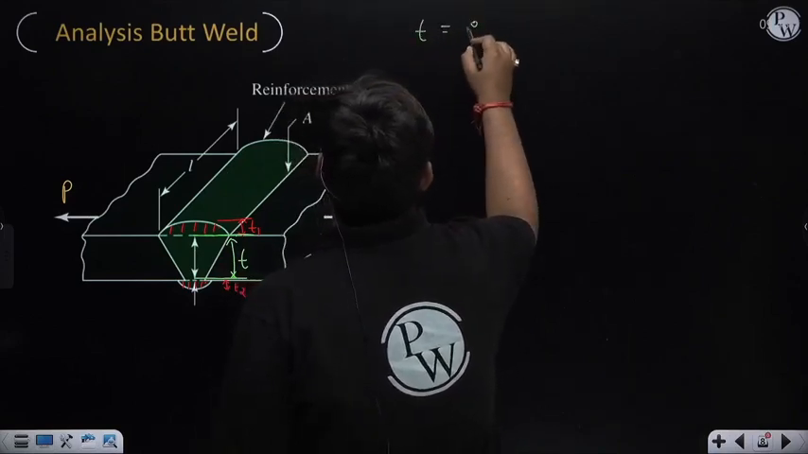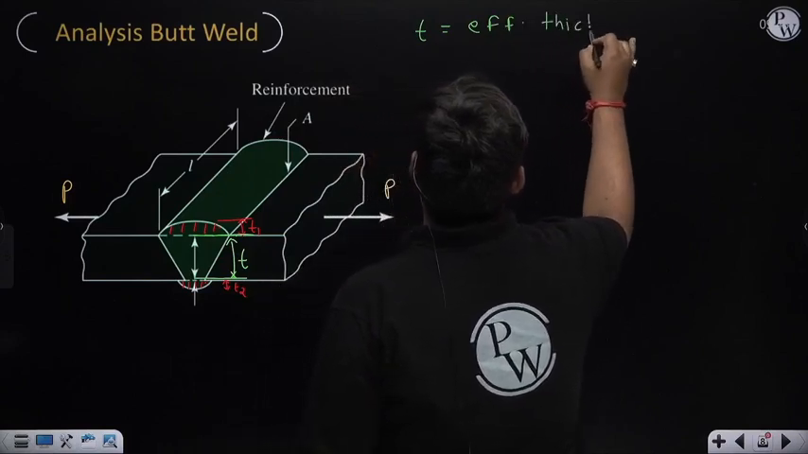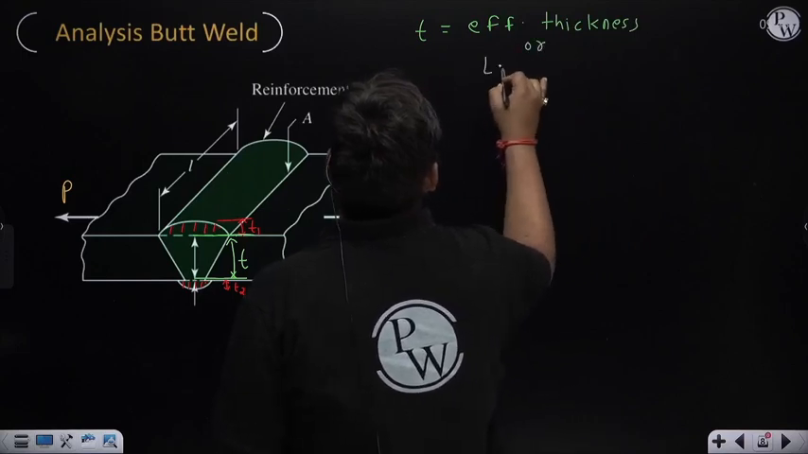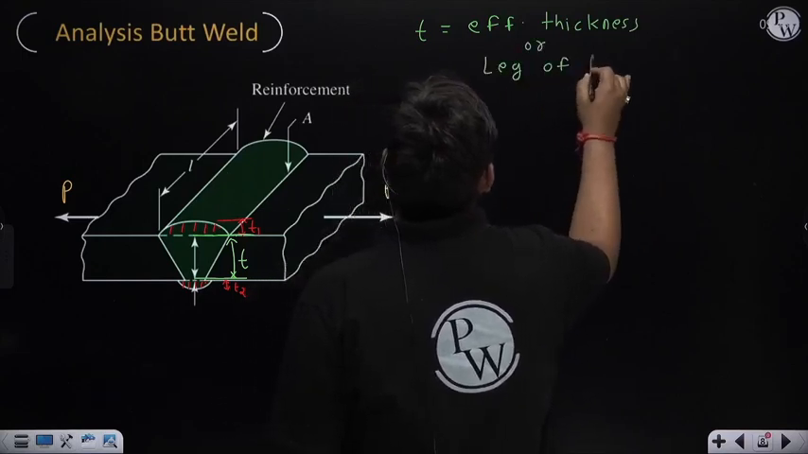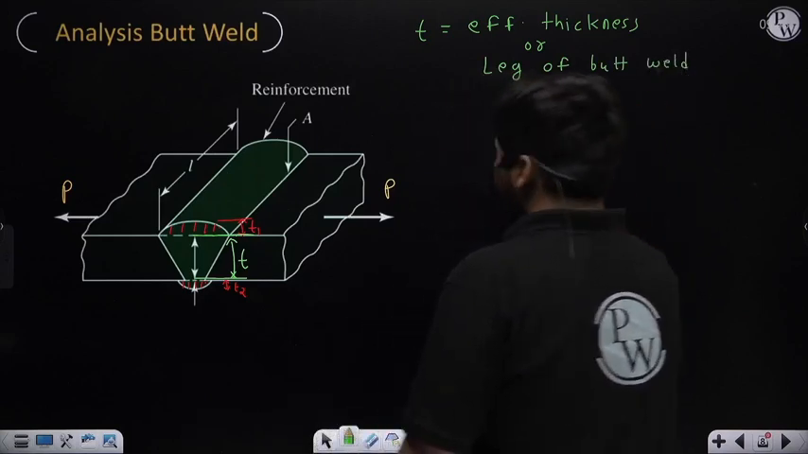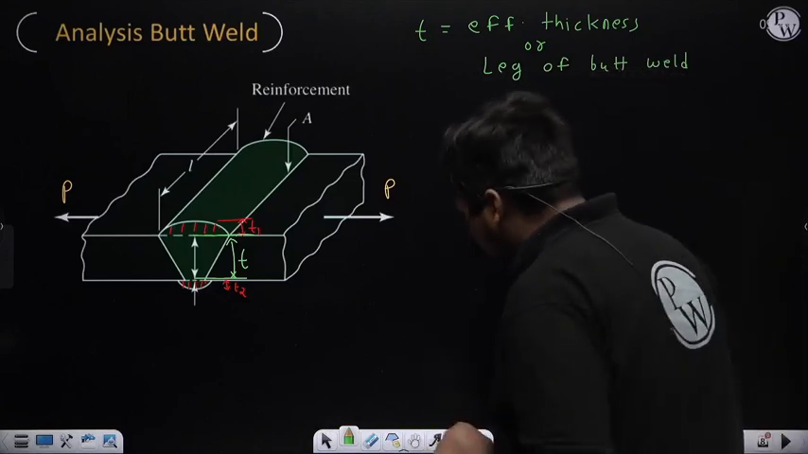This is the effective thickness, because we are considering this thickness during analysis, and this effective thickness of butt weld is known as the throat of butt weld. Now what we will do is calculate stress.